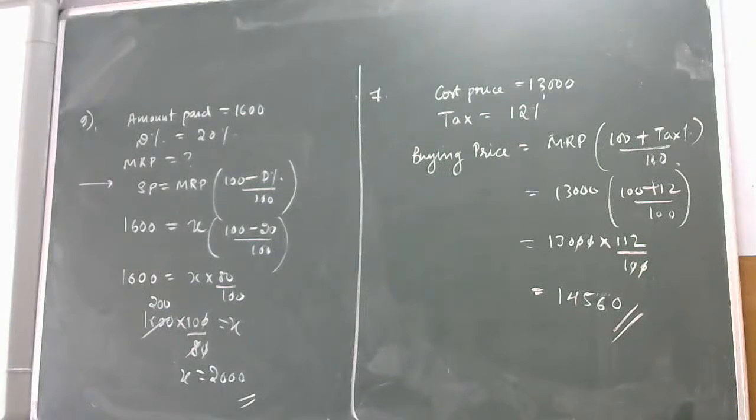And next, an article was purchased for rupees 1239 including GST. GST means again it is a tax. Of 80%. Find the price of the article before GST. So it is also a similar question.